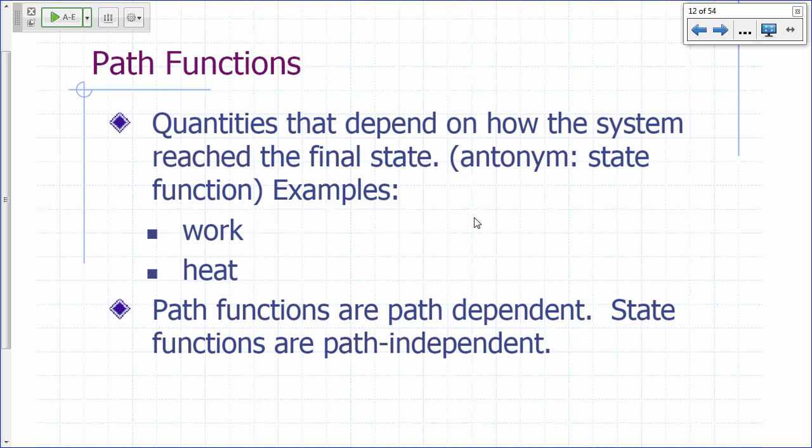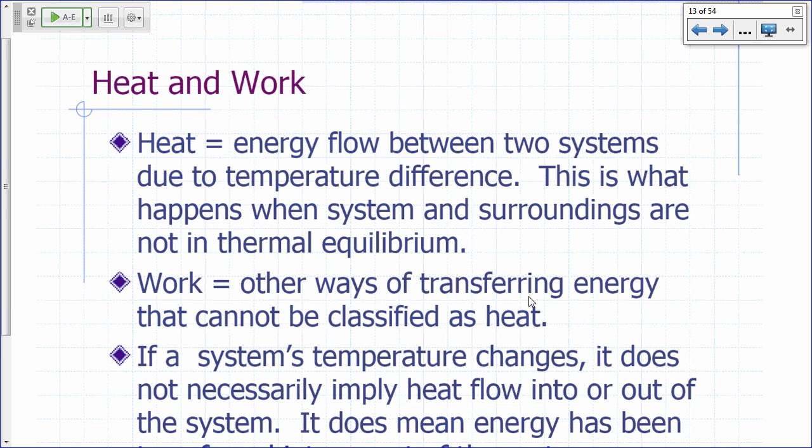Path functions are quantities that depend on how you got to your final state, your current equilibrium state. So this would be the opposite of a state function. Examples of path functions are work and heat. Path functions depend on how you get there. If you reach a particular state and it requires heat or work to get there, it depends on what you actually did to get to that particular state. So work and heat are examples of path functions.